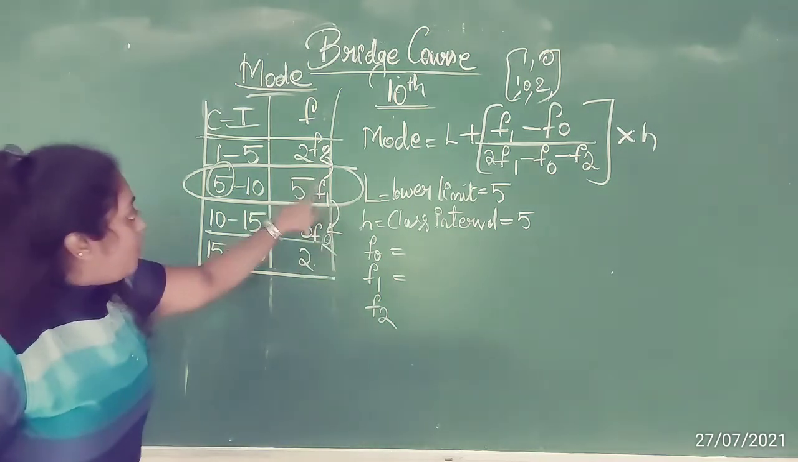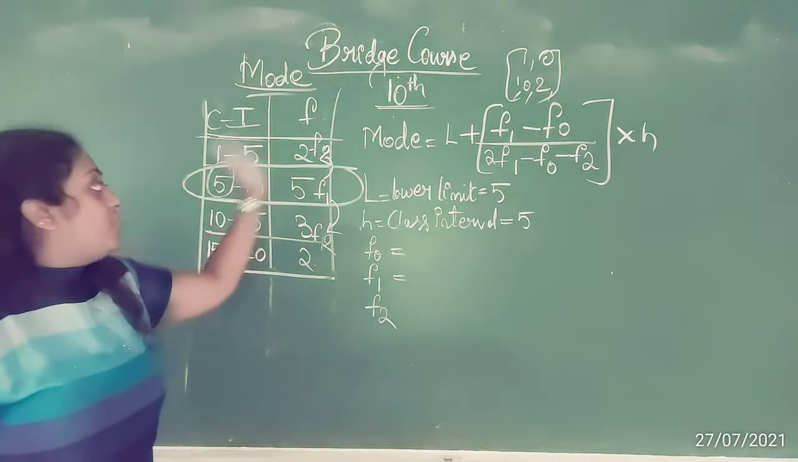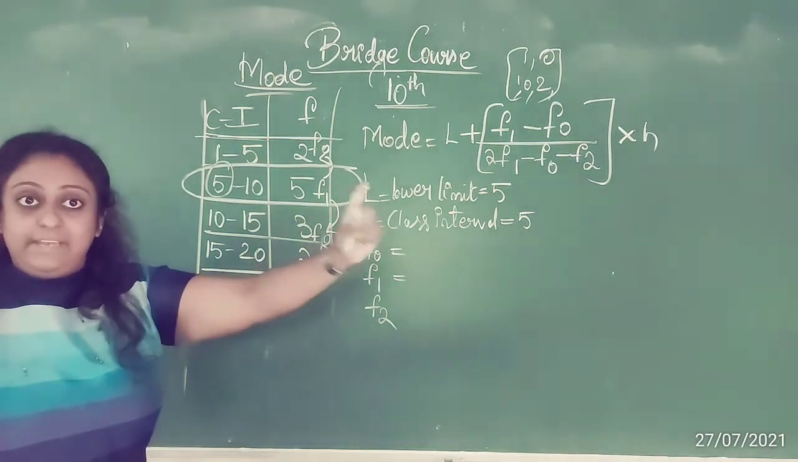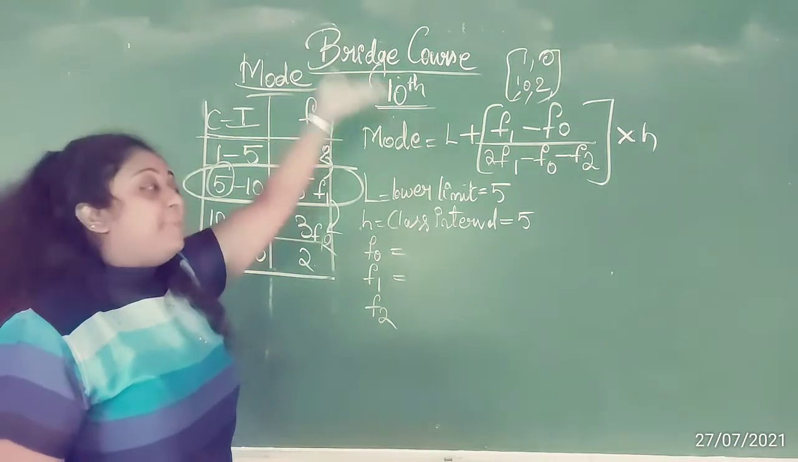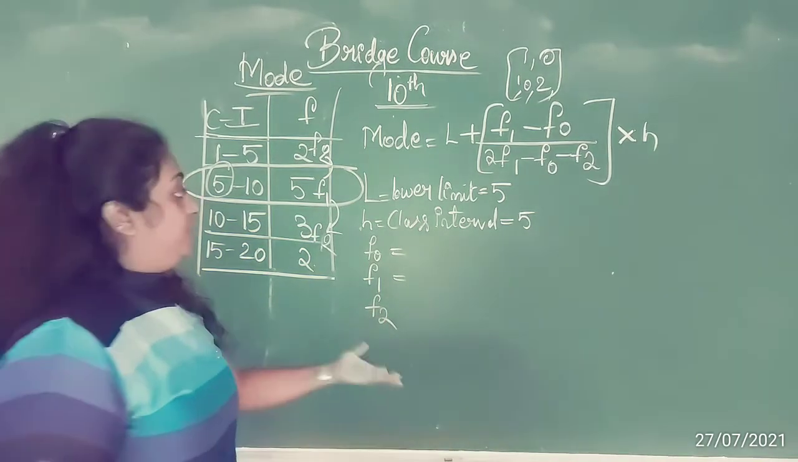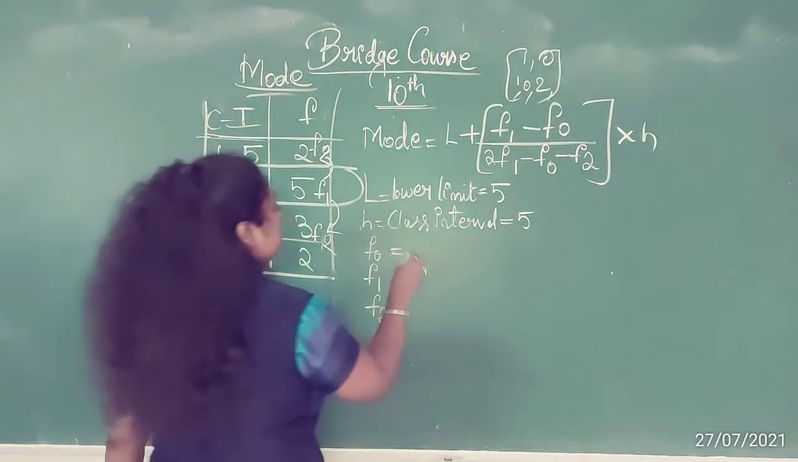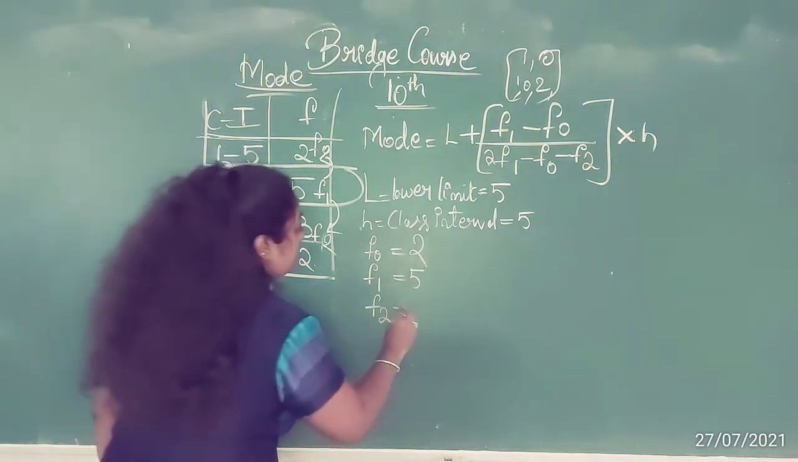See here, 0, 1, 2. But where should your 1 be? The class interval line which you are circling, that will be your F1 frequency. The previous number will be F0. The next number will be your F2. So F0 is 2, F1 is 5, F2 is 3.